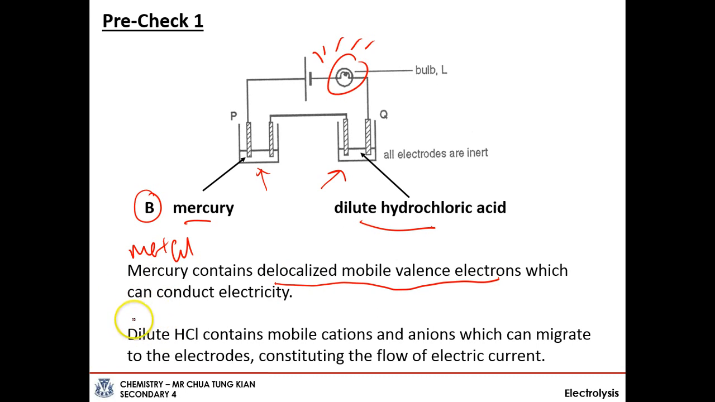Dilute HCl, dilute means it is in the aqueous state. It dissociates to give you H+ and Cl- ions. So these two ions can also migrate to the electrodes and they give rise to the flow of electric current. So the correct answer is B.